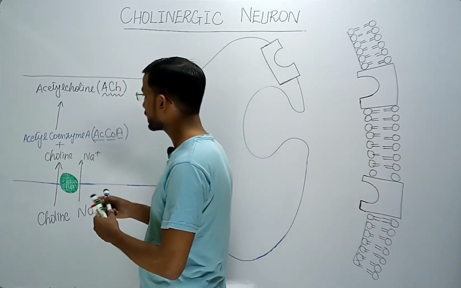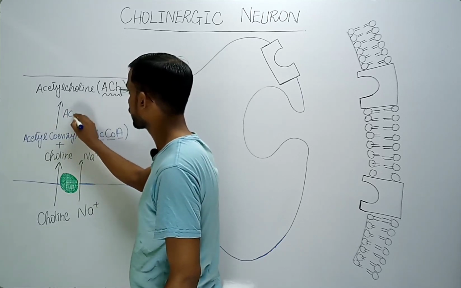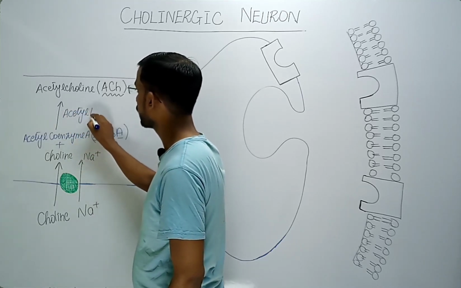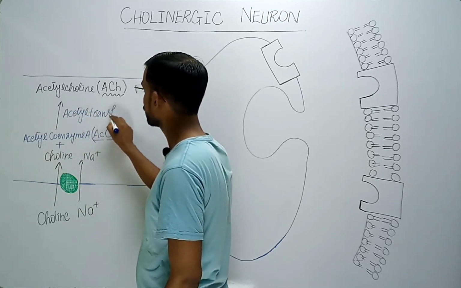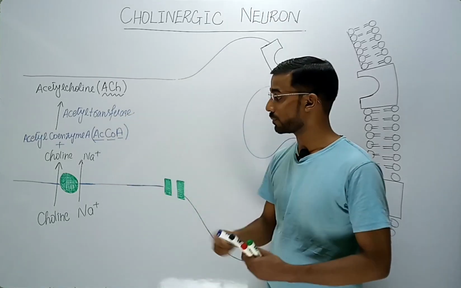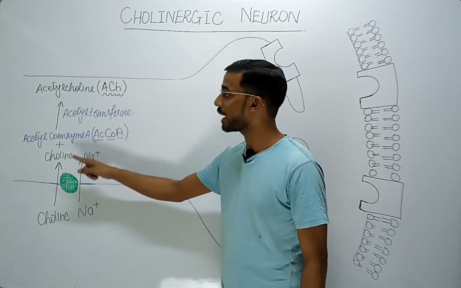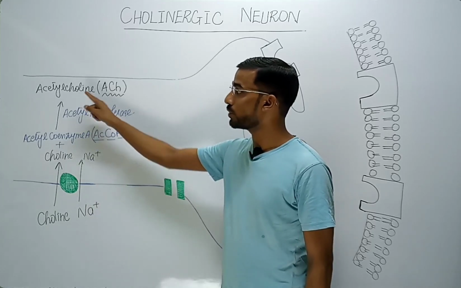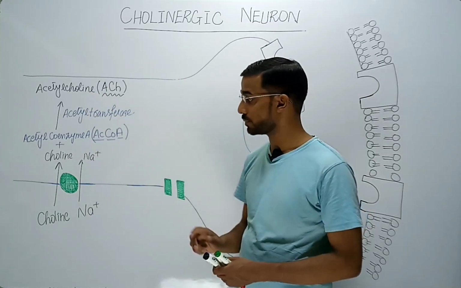acetyltransferase enzyme. That is the important thing. Choline enters the neurons, and after the reactions you will see the synthesis of acetylcholine.